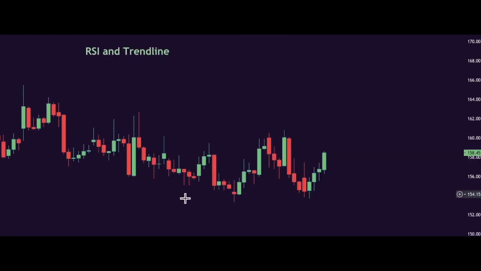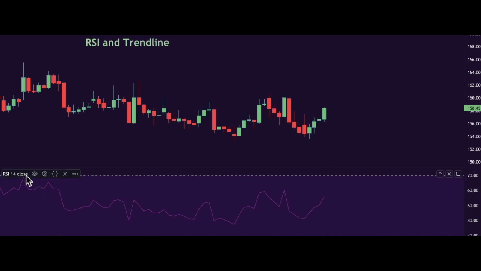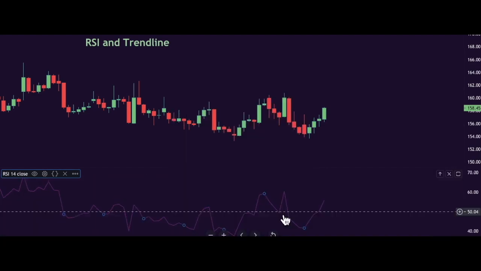Another way to trade with trendlines is using an indicator called RSI. Let me show you how. First, go to indicators and choose RSI. Once you do this, you need to make some settings. Go to settings and change the style to 50. Once you make these changes, you have to see only one line like this. Okay, when the stock price is above this 50 level, you need to look for a buying opportunity. When the stock price is below this 50 level, you need to look for a selling opportunity.